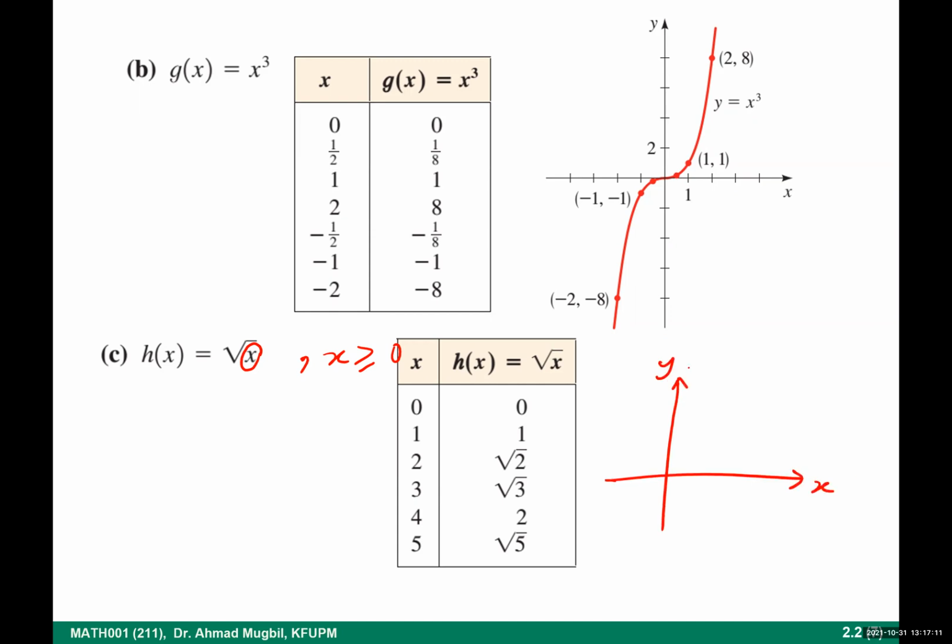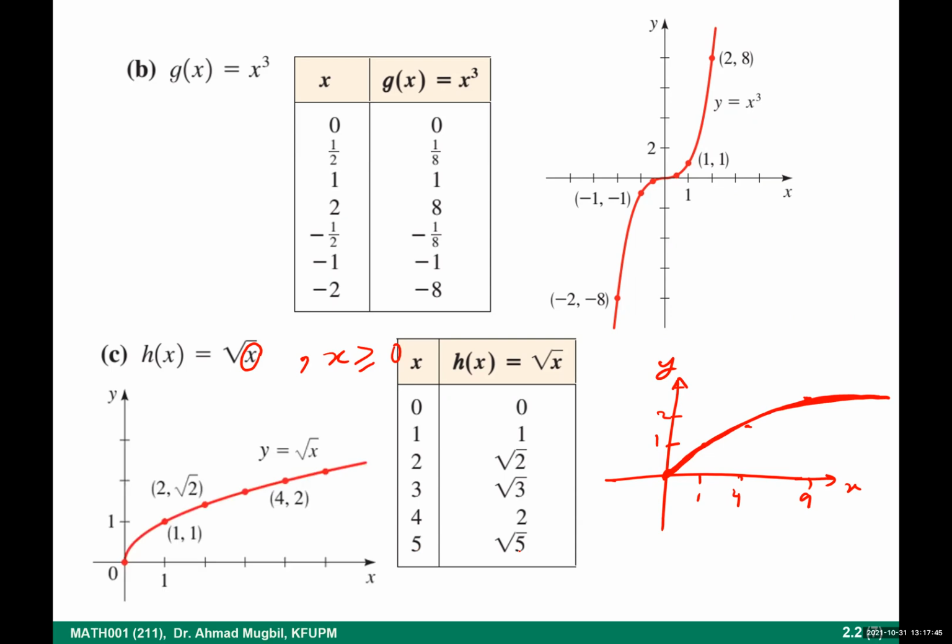Now when x is 0, the square root of 0 is what? 0. When x is 1, the square root of 1 is 1. When x is 2, square root of 2, square root of 3. Let's take 4. When you have 4, what will it be? 2. It will be here. Let's take 9 here, for example. So it will be 3. Now try to connect these points again with a curvy curve like this. You will get the graph of the square root of x.